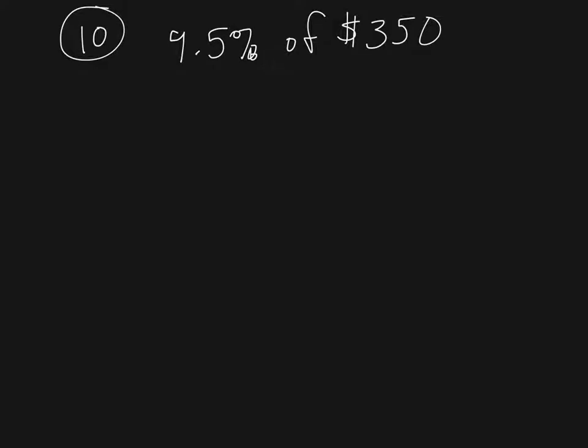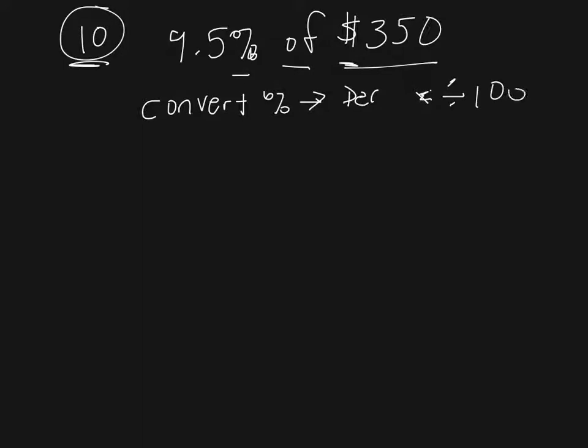On the Big 20 quiz, the number 10 question is always going to be a percent of a number. Sometimes you will have the units of dollars on there, sometimes you won't. To do a percent of a problem, you first convert the percent to a decimal. To do that, you would divide by 100. So 9.5 divided by 100 is moving the decimal 2 places to the left.